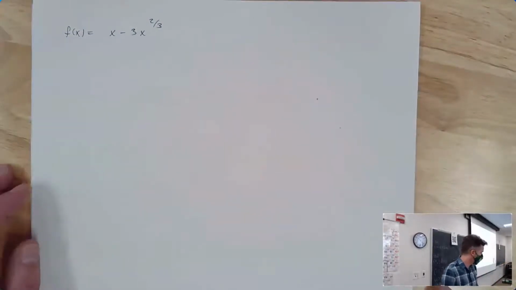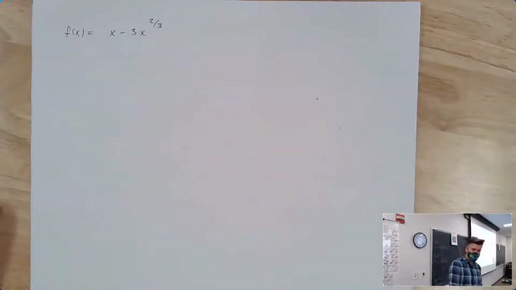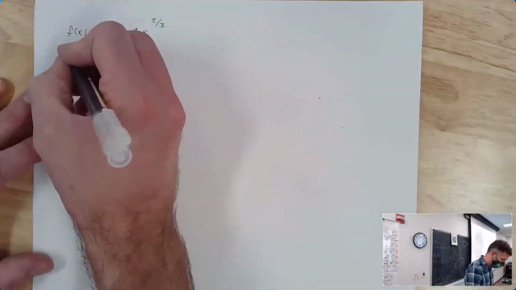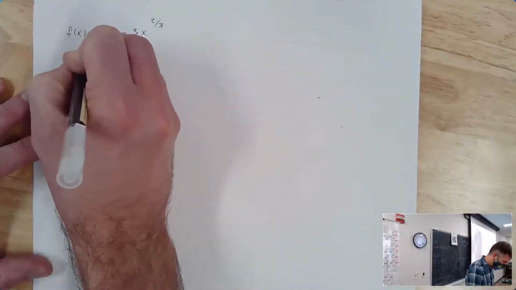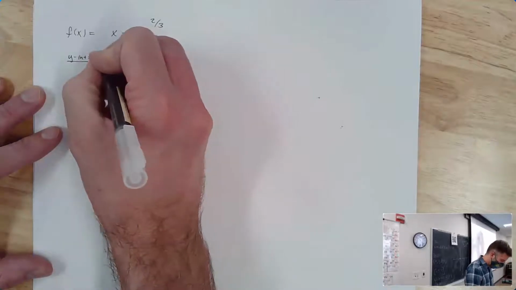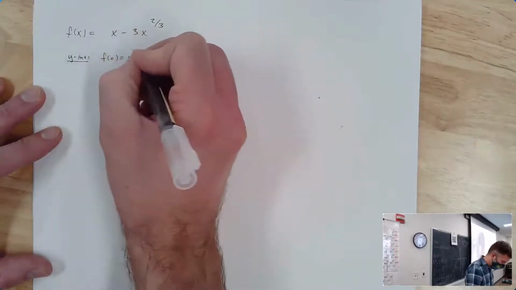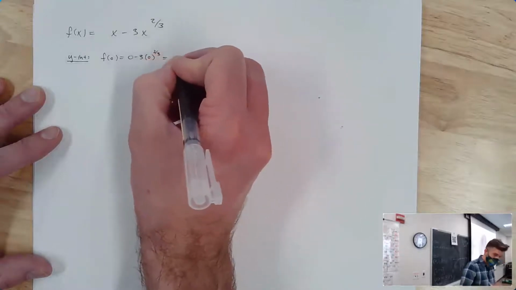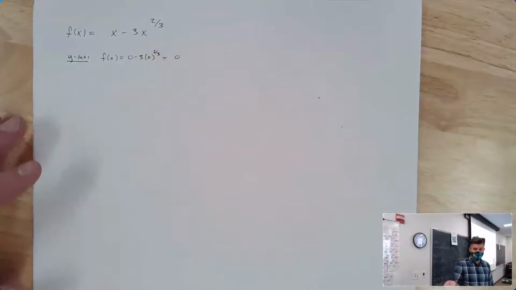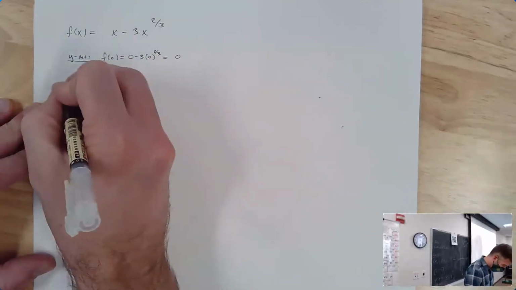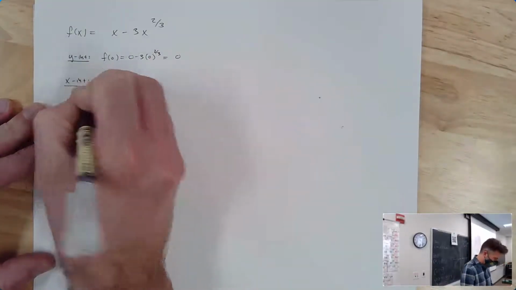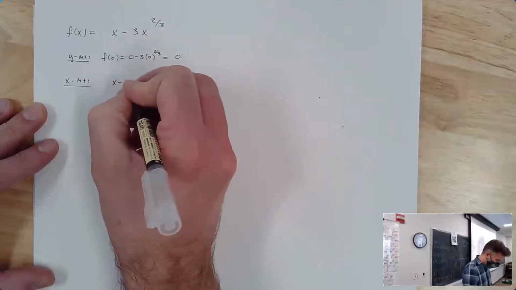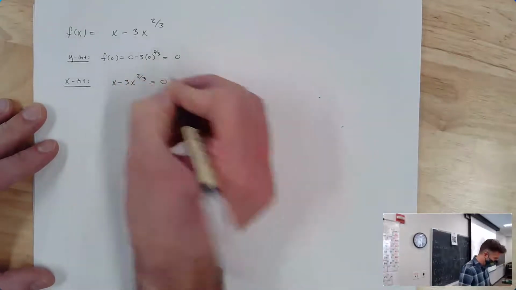All right. So graphing this thing, I'm going to follow the same path that I took before. I'm going to find all the same usual things. So let's find the intercepts. So y-intercept, set x equal to 0. You're going to get f of 0 equal to 0 minus 3 times 0 to the 2/3 power. 0 to the 2/3 power is definitely 0. X-intercept is going to be a little bit more work. So you have x minus 3 times x to the 2/3 equal to 0.